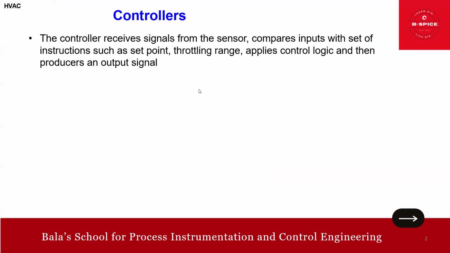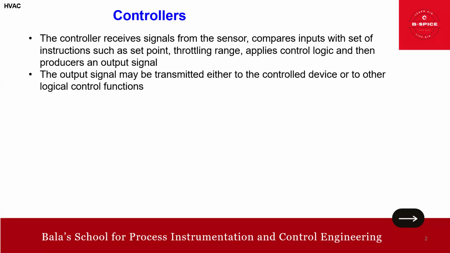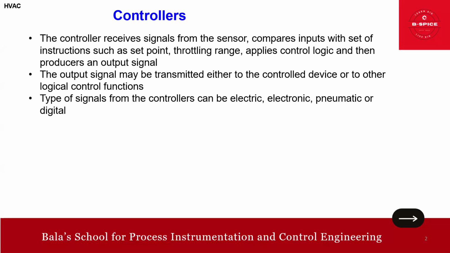Controllers, just the basic things. As we know, a controller receives signals from the sensor, compares the input with a set of instructions such as set point and throttling range, applies control logic, and then produces an output signal. The output signal may be transmitted either to the controlled device or to the logic control function. The type of signal from controllers can be electric, electronic, pneumatic, or digital.